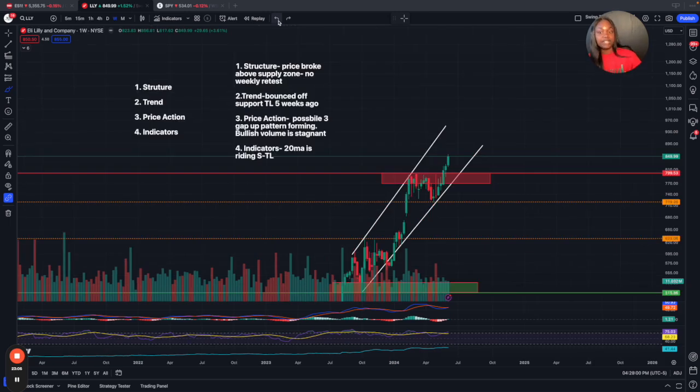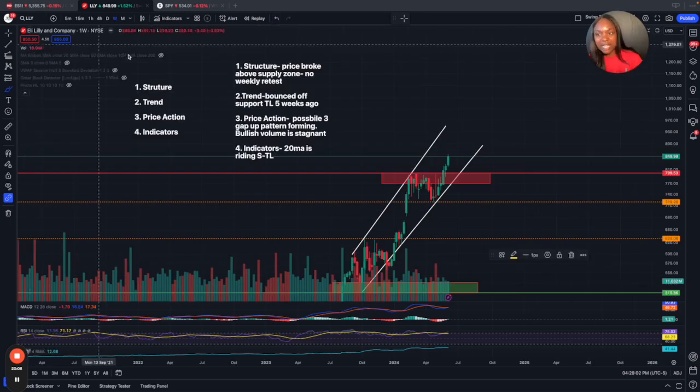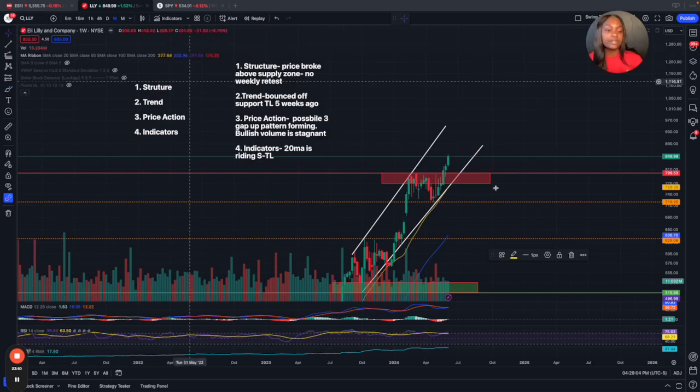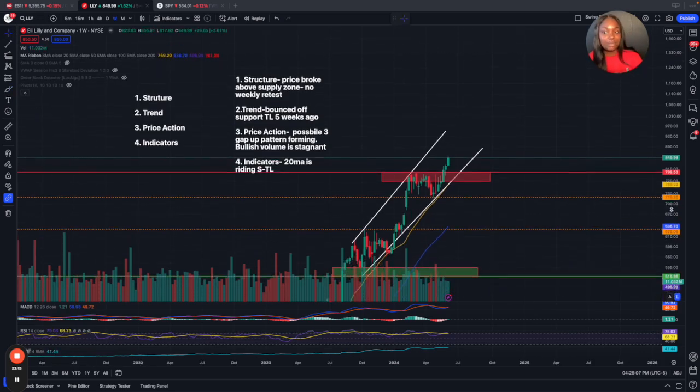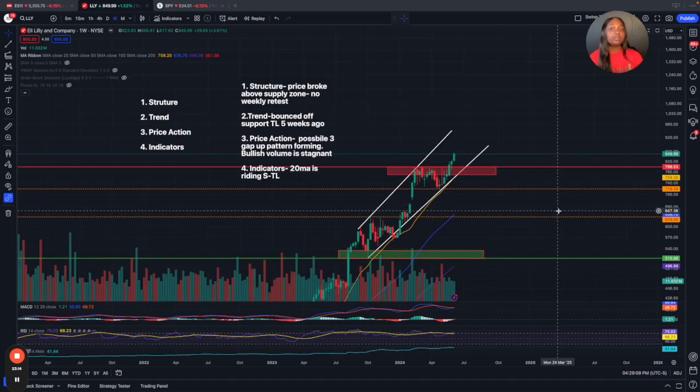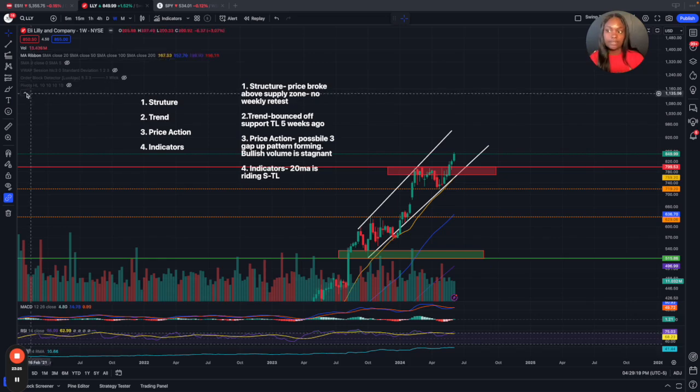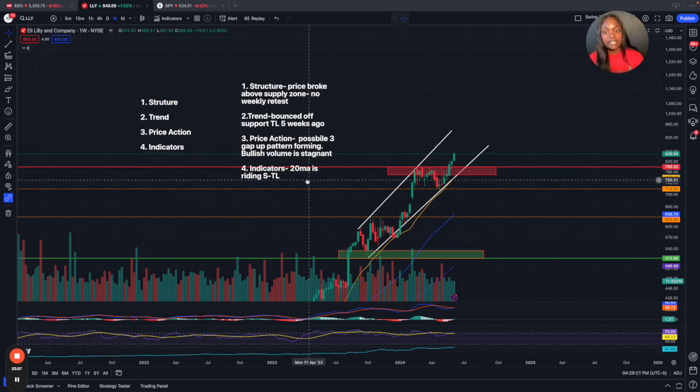Now, when we look at the indicators, the main one that I look out to start off is going to be the moving average. And that's simply because the moving average is telling me what the average price is for whatever day I have set up. So the averages that I'm looking at is the 20, 50, 100, and the 200 MA. I love those. And I see that right here, the 20 MA is right in line with the trend line.